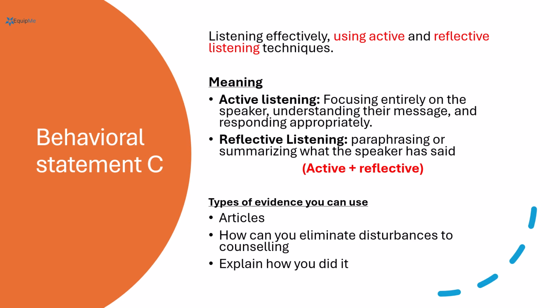You are nodding your head. You don't have your hands crossed, to demonstrate you don't want to focus or hear them out. So you are actively listening to them. And then reflective listening is paraphrasing or summarizing what the speaker is saying and then reflecting it back.